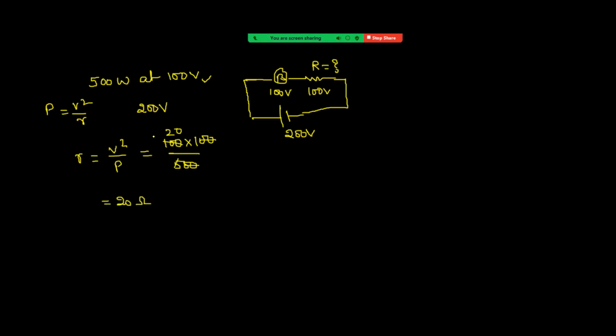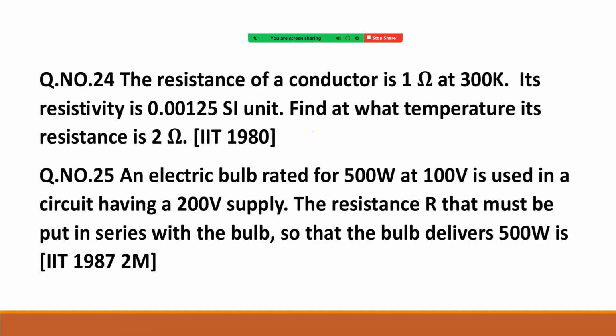This is now the resistance of this given device. Okay. That means if you add the same resistance, then this voltage divides equally. That means R value must be equal to 20 ohm. Then it divides equally. Okay. It is a very simple question. Let us see now next one.